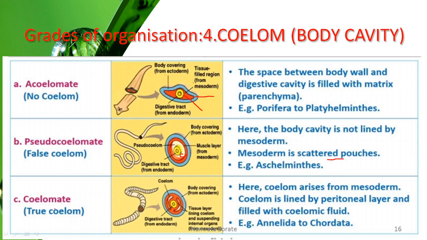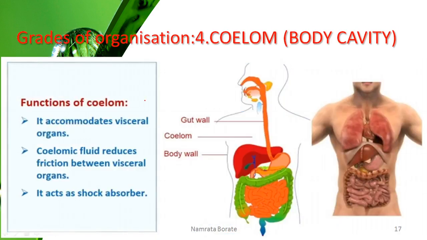And the third one is the coelomate. Means there is a presence of the true body cavity which arises from the mesoderm region. This cavity is filled with fluid, and that fluid is called the coelomic fluid. It is observed in Annelida to Chordata. So what is the function performed by the coelom? That body cavity accommodates the visceral organs.